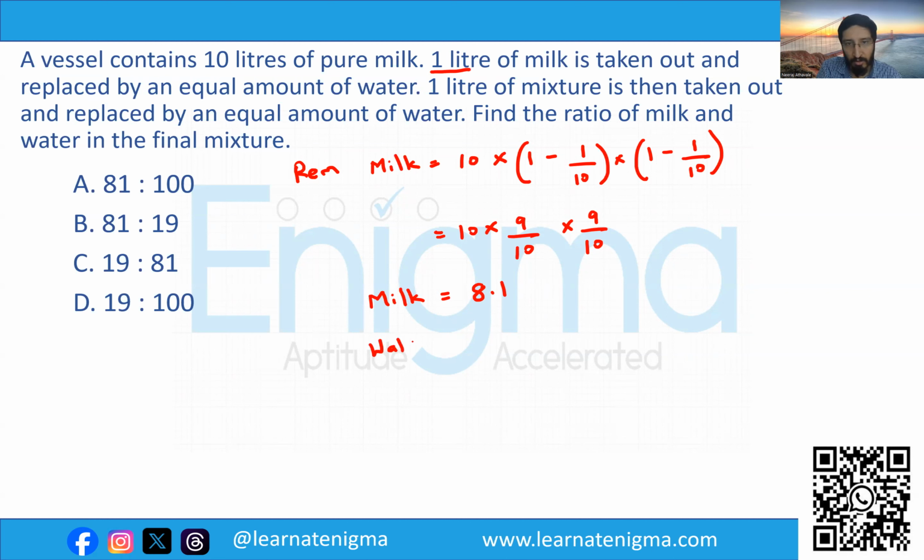So the quantity of water becomes 10 minus 8.1, that is 1.9. So the milk to water ratio becomes 8.1 is to 1.9. Eliminating the decimals, we get the answer as 81 is to 19. So we get the answer as option B.